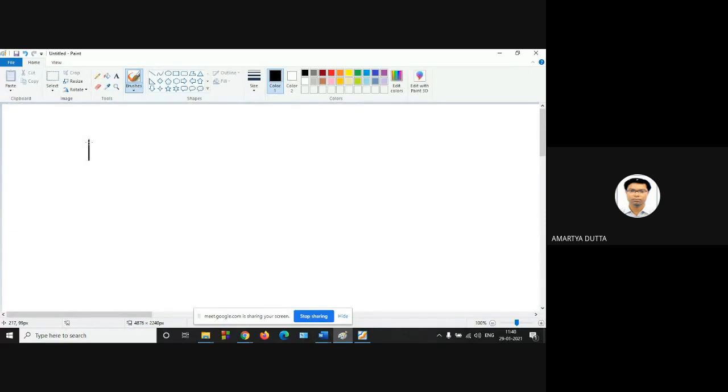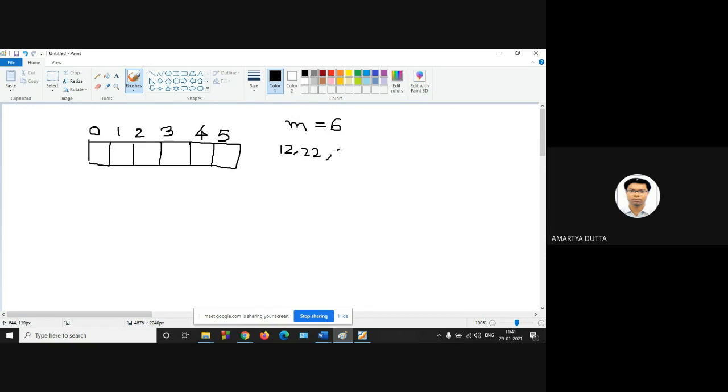Suppose we have a hash table of size m equal to 6, with indices 0, 1, 2, 3, 4, 5. Let the elements be 12, 22, 32. These are the keys. So what is the appropriate hash function?